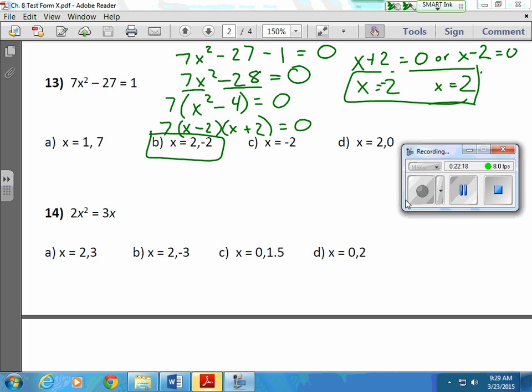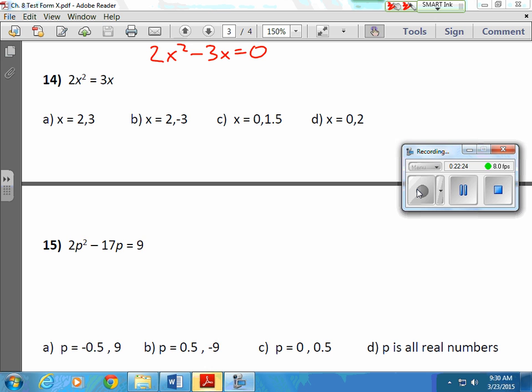Should have been B. After I've set it equal to 0, I want to try to factor anything out. If they have a common factor, I want to take that out. What do they have in common?